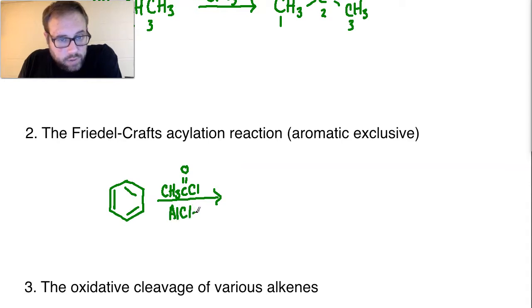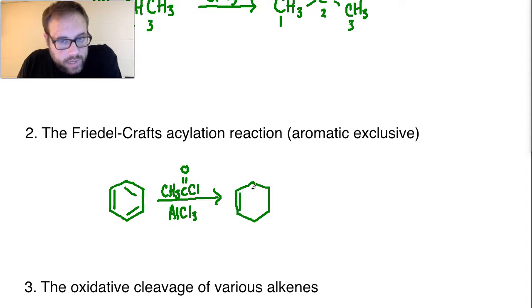It's AlCl3. This AlCl3 will couple with the chlorine from the acyl chloride and create a cation type of formation on the carbonyl, and then the aromatic system can attack that. Hydrogen can be removed, and you return aromaticity at the end of that reaction because it is favorable from an energy and a thermodynamic standpoint.